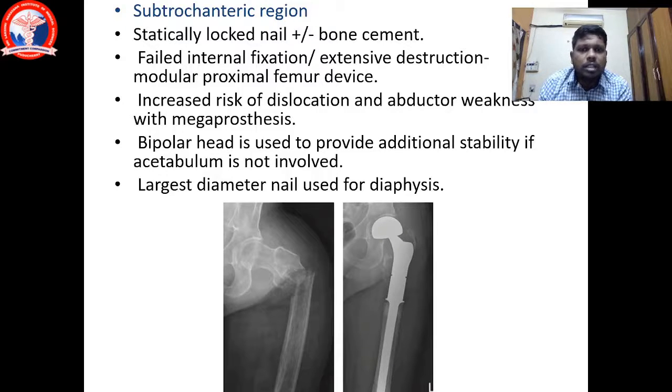There is increased risk of dislocation or abductor weakness with a megaprosthesis. A bipolar head is used to provide additional stability if the acetabulum is not involved. The largest diameter nail is used for the diaphysis.